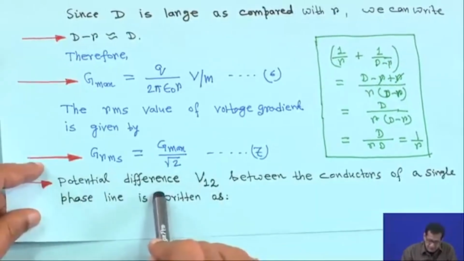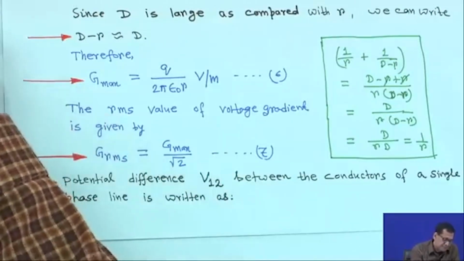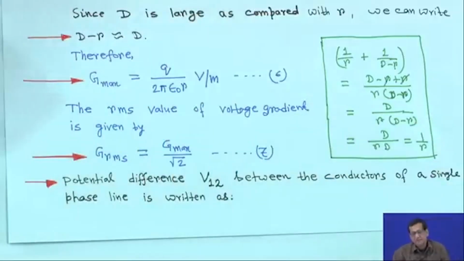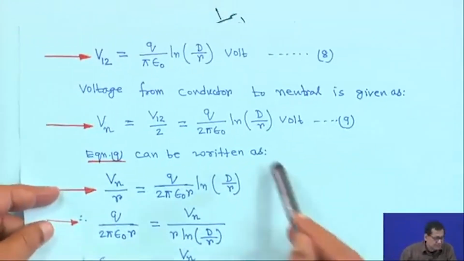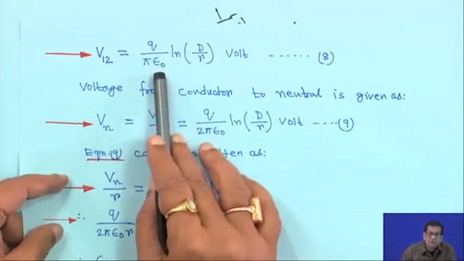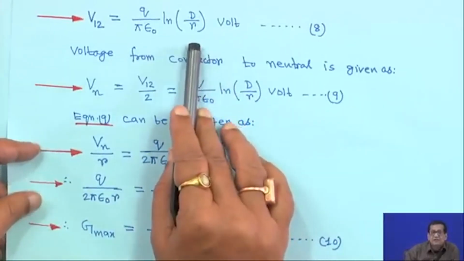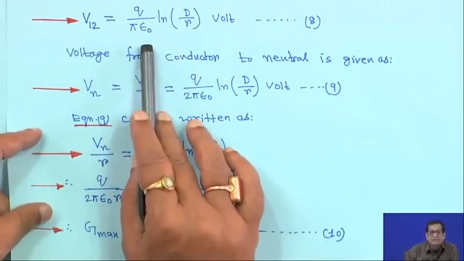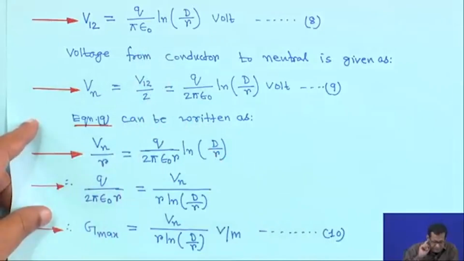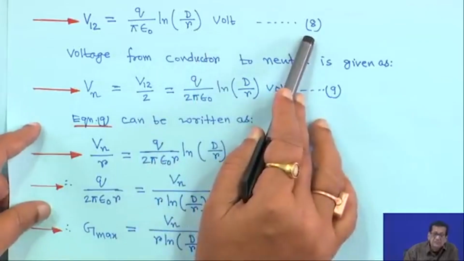So, the potential difference V12 between the conductors of a single phase line, which is used for capacitance calculation, has been derived in the capacitance chapter in the power system analysis course. So, directly we are writing that V12 is equal to Q upon pi epsilon 0 ln d upon r volt. Refer to that capacitance chapter; I am not wasting time doing this again, as it is already available with you. This is equation 8.